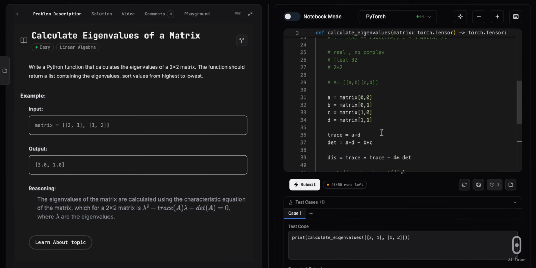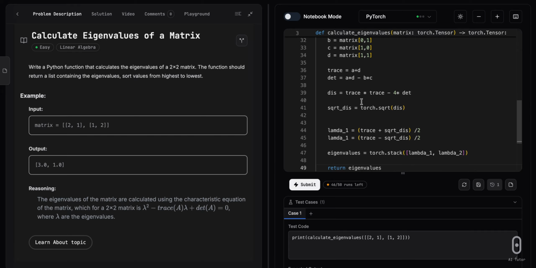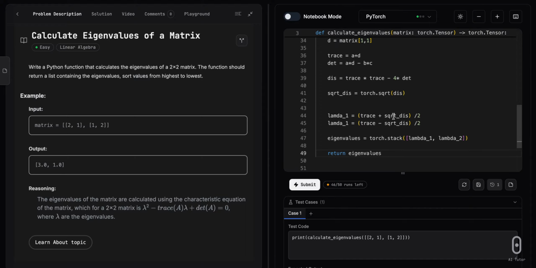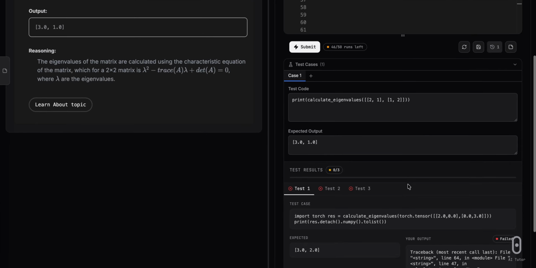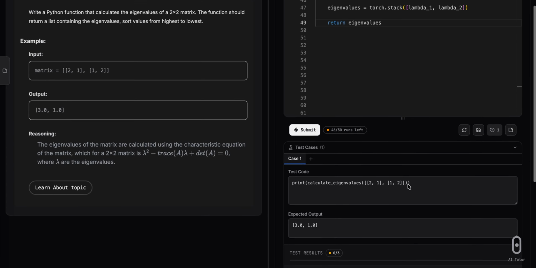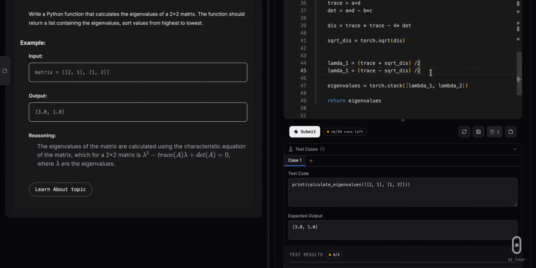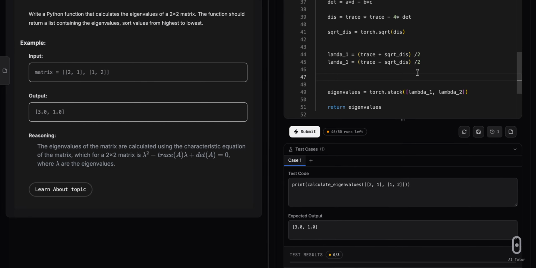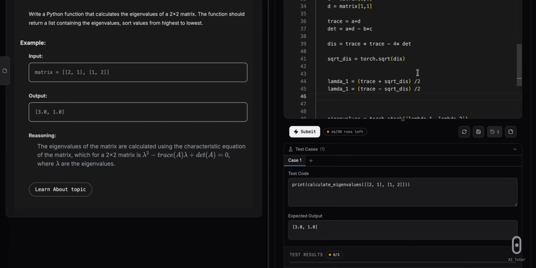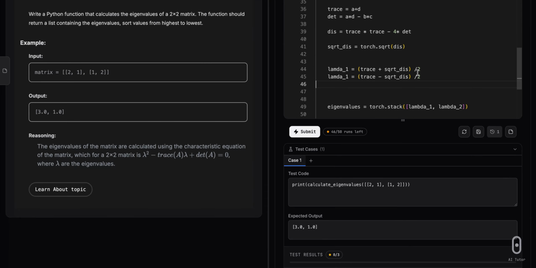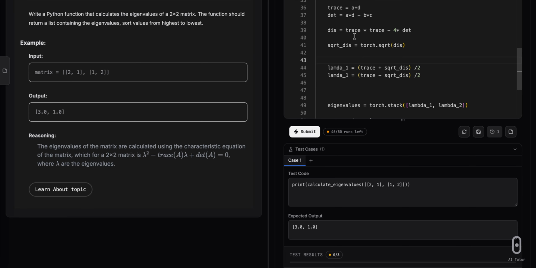Okay, so it's still running. This matrix is correct, trace is this, discriminant is minus 4, determinant correct. Okay, one more thing we could do here is that we have this discriminant, and then we could clamp this.